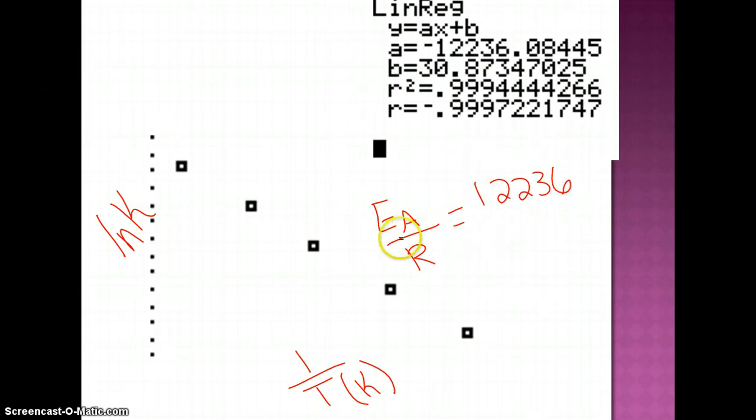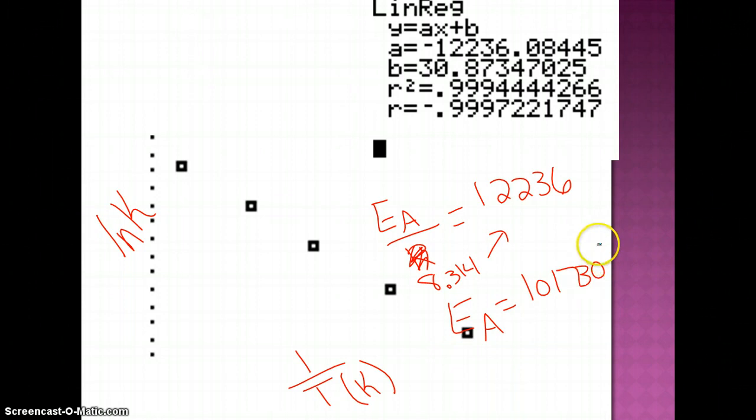All right, and that's equal to our activation energy over R. R is 8.314, so we can just plug that in, cross multiply those numbers. So I've got 12236 times 8.314. All right, and that gave me my activation energy, which is 101730. Okay, and that's joules.